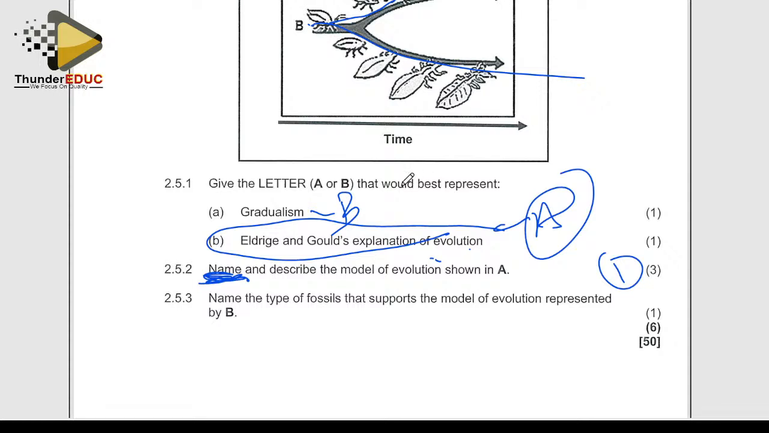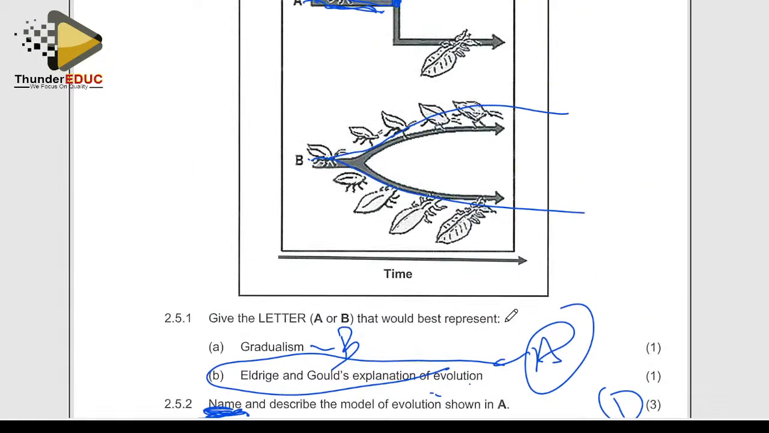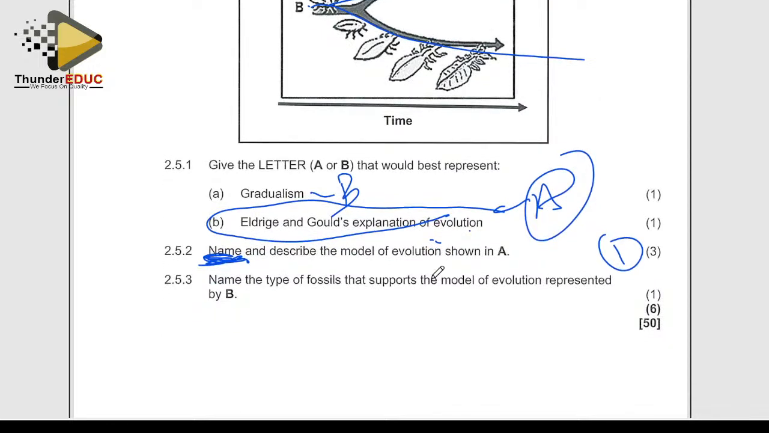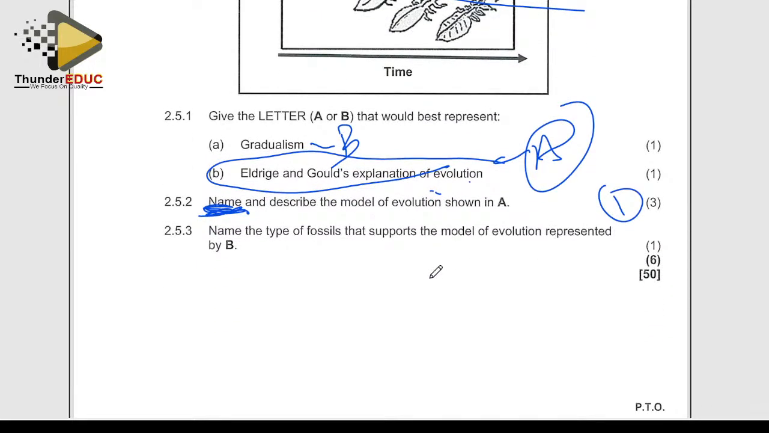Name the type of fossil that supports the model of evolution in B. So in B, that is gradualism. Basically here we use fossil records, the skulls and stuff. We can talk about the body fossils, because the types of fossils are body fossils, molecular fossils, trace fossils, carbon fossils, and pseudo fossils. They are not fossils, but they look like fossils. But in this case, we use those remains which we are able to see, like the skulls.